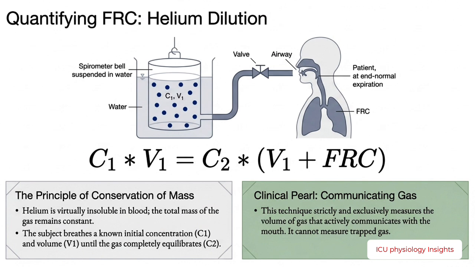So you have the patient breathe from a spirometer that has a known starting volume, V1, and a known helium concentration, C1. As the patient breathes back and forth, the helium mixes and spreads out into their lungs until the concentration is the same everywhere. Since no helium was lost, the initial amount, C1 times V1, has to equal the final amount, which is the final concentration, C2, times the new total volume. And that new volume is just the spirometer plus the patient's lungs, V1 plus FRC. A little bit of simple algebra, and boom, you've solved for FRC.